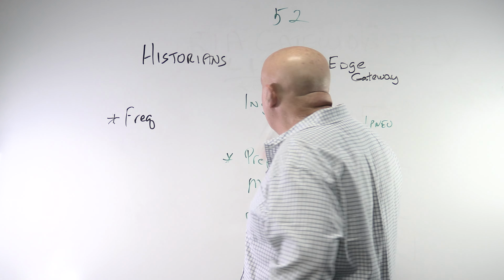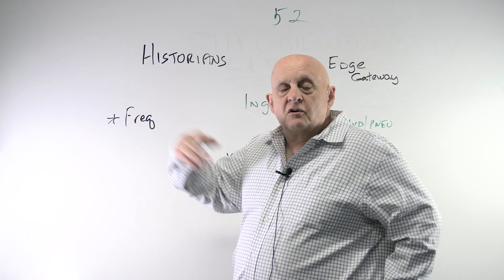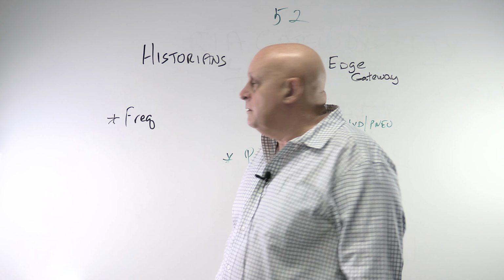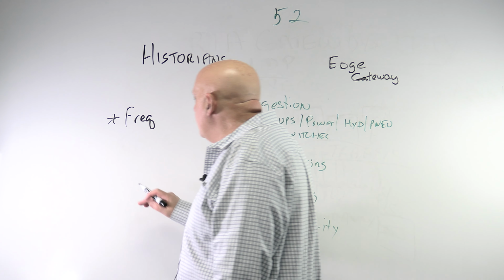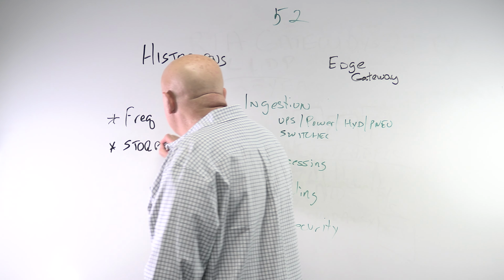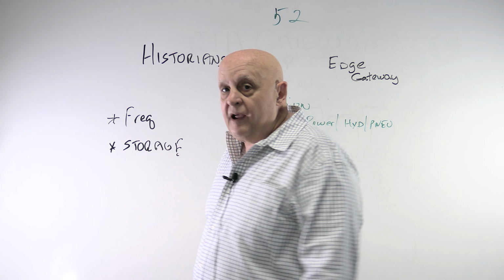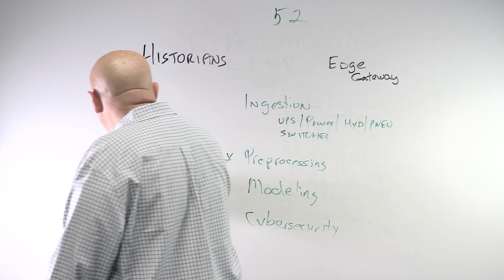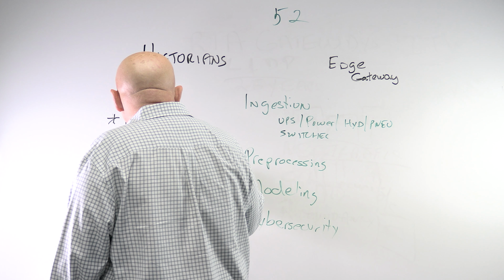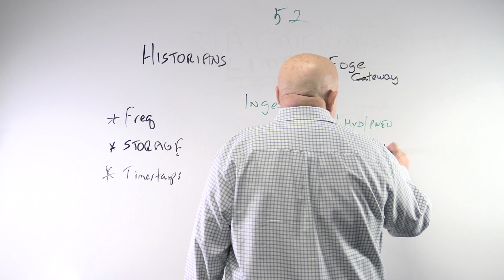An edge gateway is going to collect data pretty much continuously and just keep streaming it out to the enterprise. But a historian is going to collect data on a frequency. Then there's going to be some storage, of course. Hey, it's a historian. It stores data. Another thing you're going to need that's different here is time stamping, because you're not streaming data. See, over here, we're just streaming data.